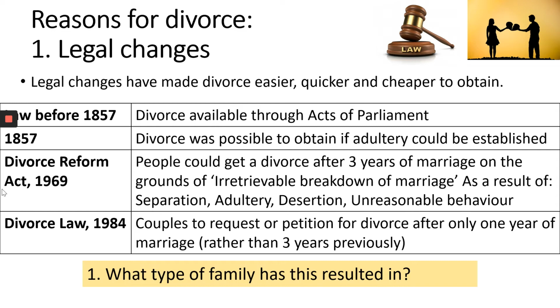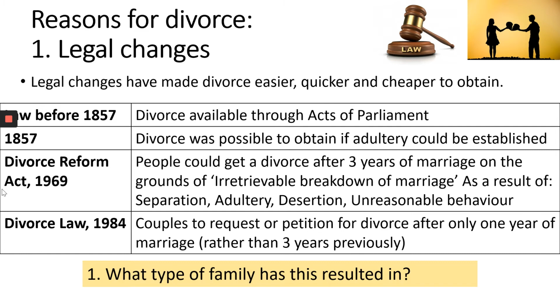In 1969, the Divorce Reform Act enabled people to get divorced more easily. So they could get divorced after 3 years of marriage on the grounds of irretrievable breakdown because of separation, adultery, desertion, or unreasonable behaviour. And that last one, unreasonable behaviour, is interesting because what's considered unreasonable has changed over time.